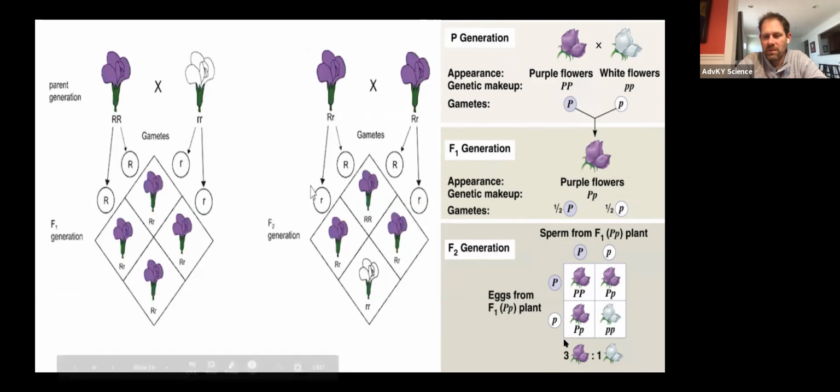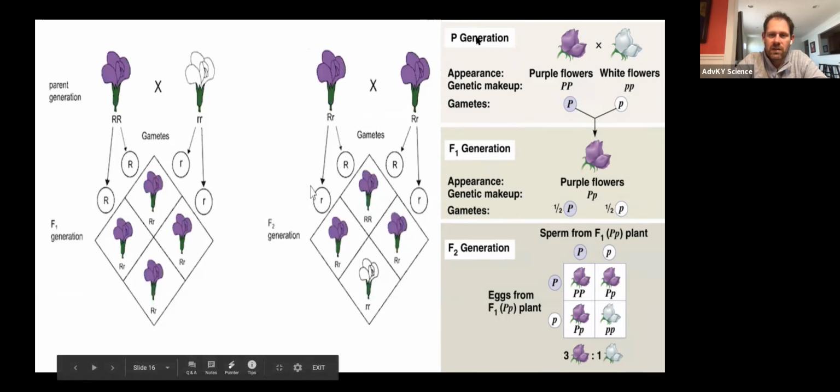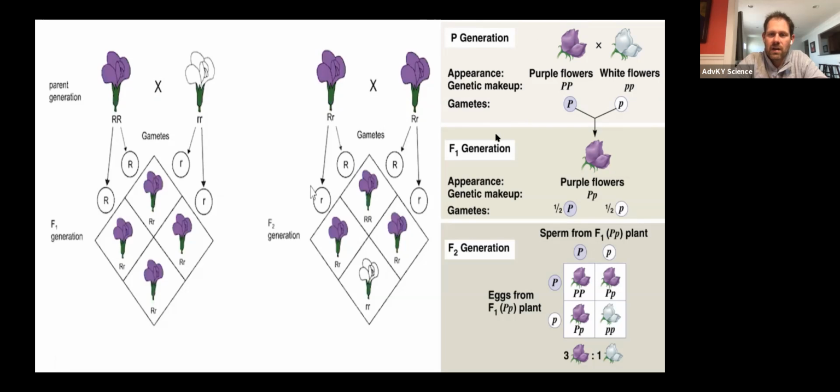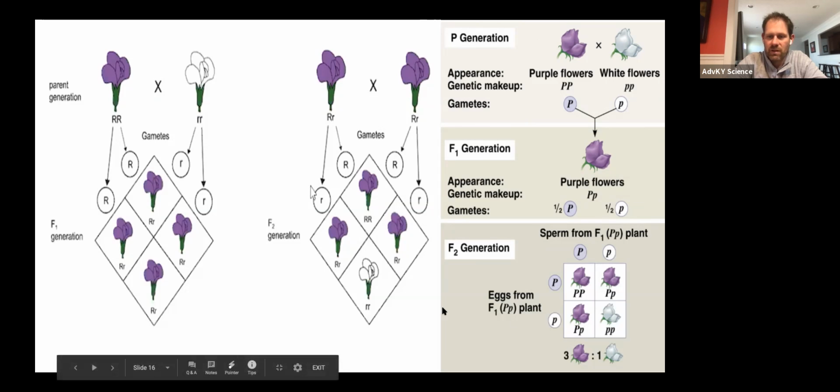But it's showing you the exact same thing to get that 3-to-1 purple ratio. So you should know the P generation is the parental generation where I cross 2 homozygous for traits. Then I cross the 2 hybrids in the F1 generation, and then crossing those 2 hybrids gives me the 3-to-1 genetic ratio. Okay. Again, if you have questions as we go along, let me know.